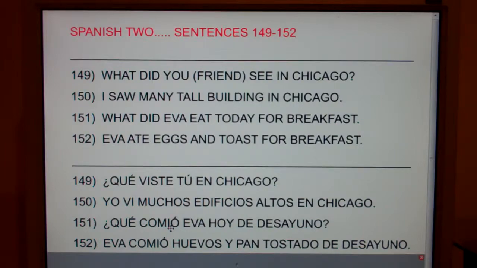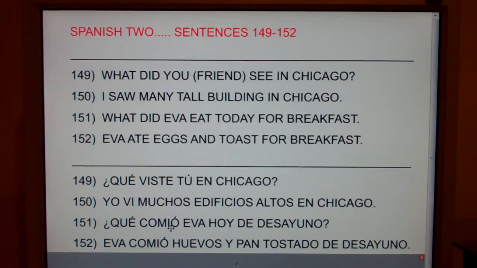Like, yo comí, I ate one time. Yo comía, I always ate. Example, yo comí una iguana, which is true. One time I ate an iguana. Versus, when I was young, yo comía tacos, which is also true. When I was young, I regularly or always ate tacos. If you're confused by that, type in imperfect. It'll explain it to you.